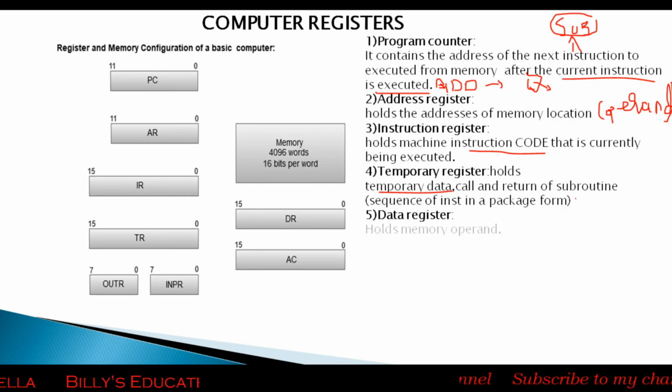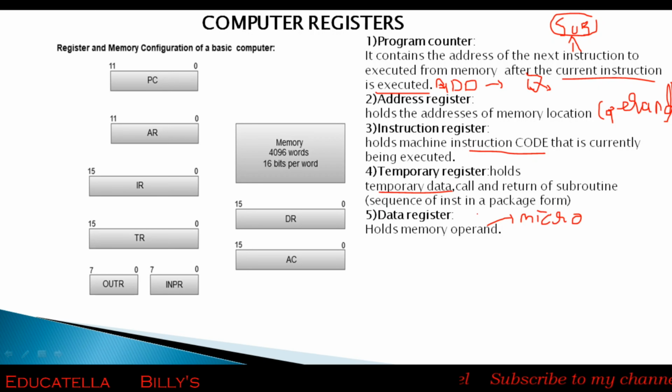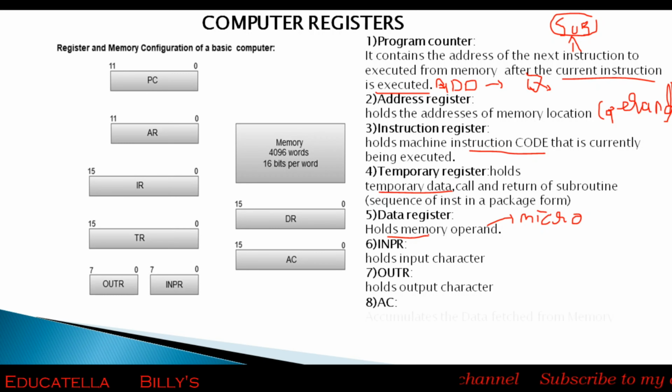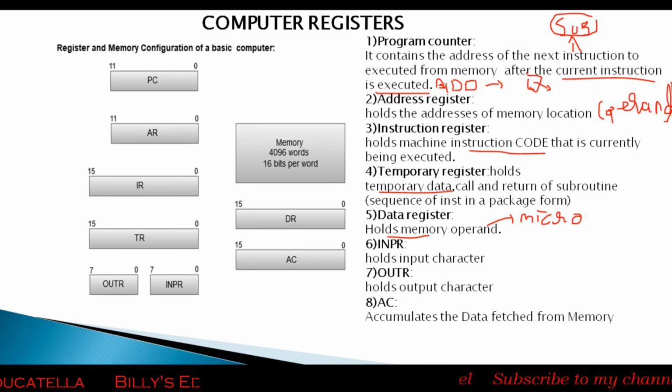Coming to the data register, here the data register holds the memory operand. The operand is the area where the entire micro operation is present. The data register holds the memory operand, and it also holds some data. Coming to the input register, it holds the input character. The word itself shows that it holds some input, and the output register holds the output character.